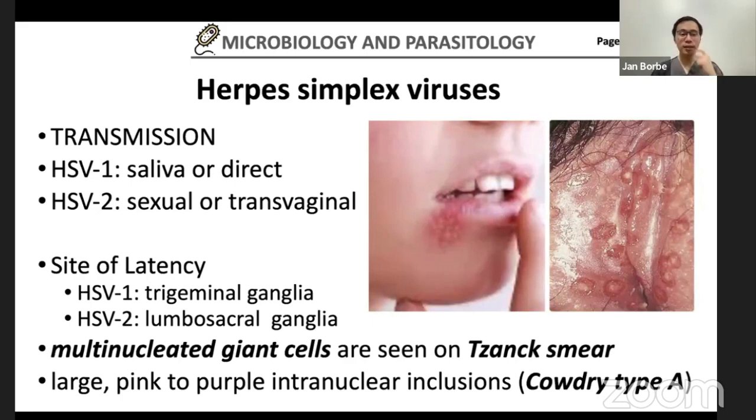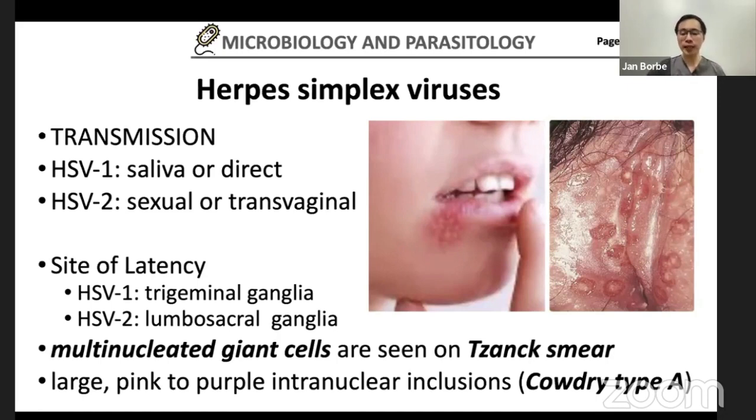So, 'yon. So HSV1, where is the site of latency? Trigeminal ganglia, 'di ba? Saliva, oral, so nandun. Lumbosacral HSV2 along the genital area. But again, that's just the oversimplification of things. Okay? So, I'm sharing this kasi sa exam baka tanungin pa din.